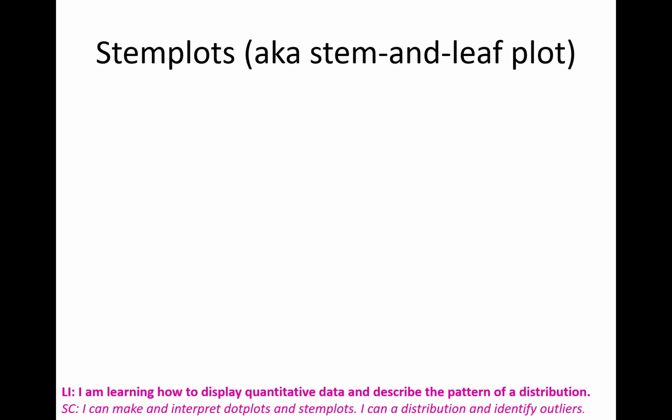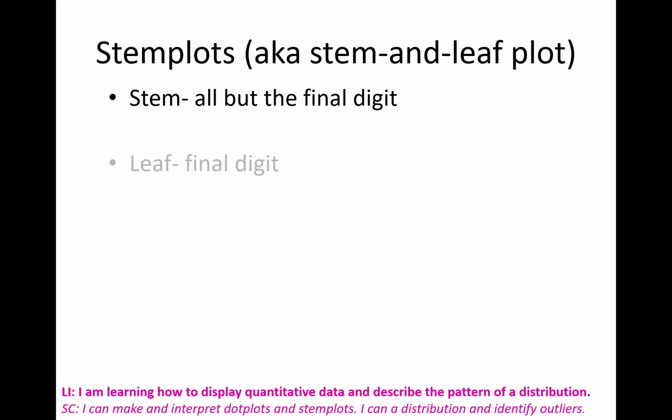Stem plots. This one is probably new to you. They're called stem and leaf plots, stem plots for short. And they're a little bit different. They're like a modified version of dot plots. So a stem is all but the final digit of a number. And I'm going to show you definitely how to do this, so don't freak out if this doesn't make any sense. The leaf is the final digit. So the stem is all the digits but the last one. The last digit is called the leaf.